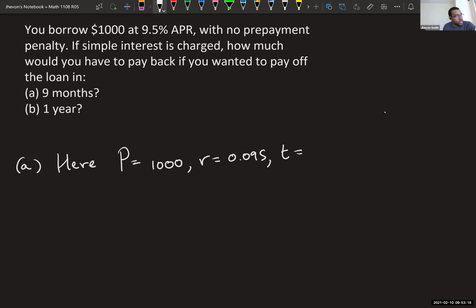T is the only other thing we need to know. What is T here? The 9 months. So T is 9.